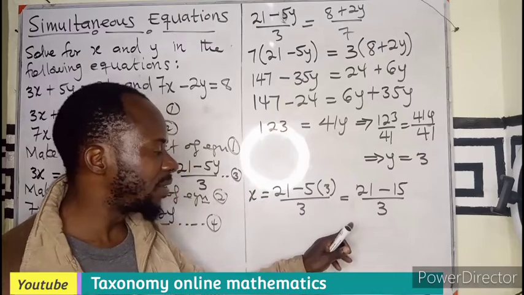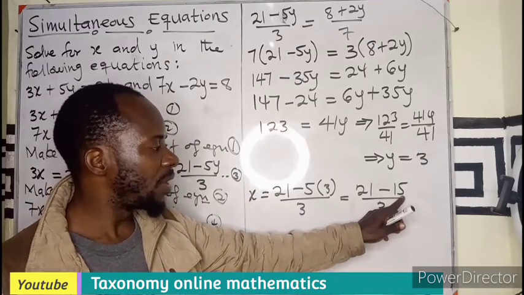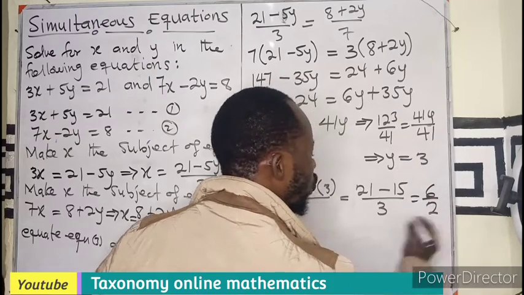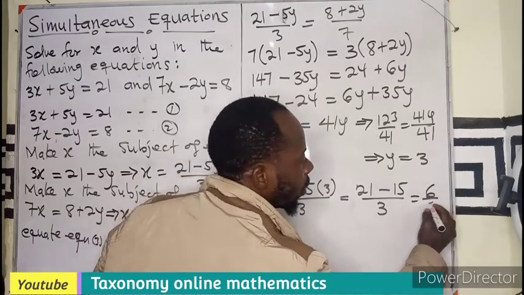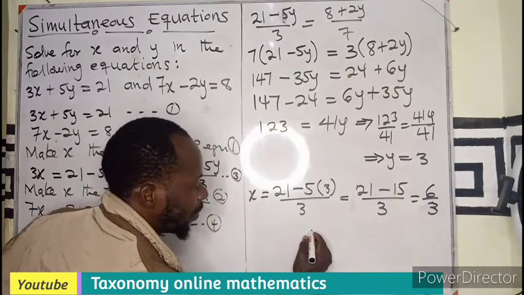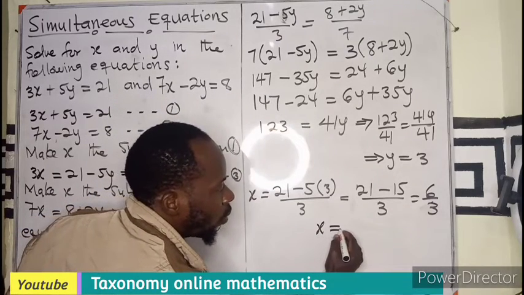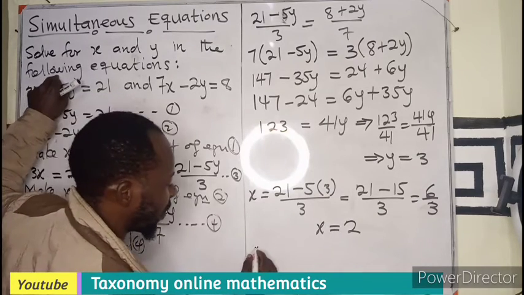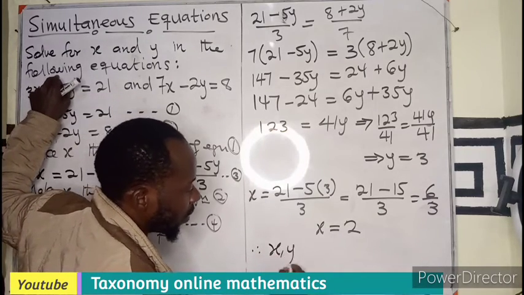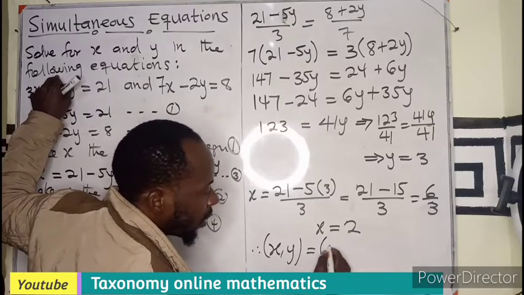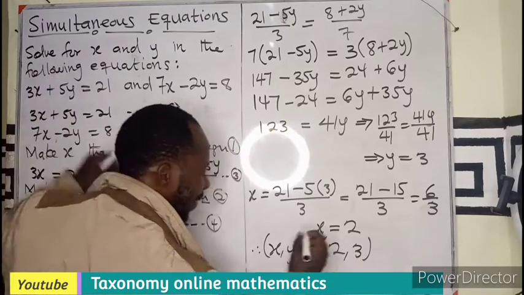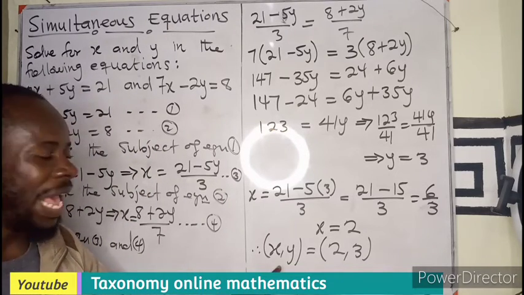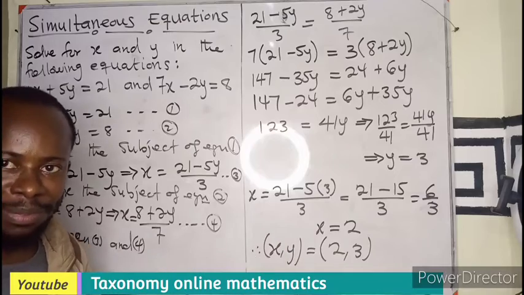That will give us 6 over 2. Supposed to be 3. That simply means that our x is also going to be what? 2. So the value of x is going to be 2 and y is 3. 3 for y, then 2 for x. I believe you follow the concept.